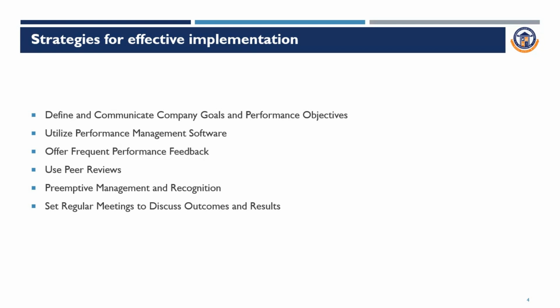Next one is use peer reviews. Another great way to foster effective performance management is to utilize peer reviews, also known as 360-degree reviews. Again, this is a feature that can be found on most performance management software programs. Peer reviews are useful because they allow peers to highlight the positive aspects in the performance as well as point out where improvements can be made by the employees.